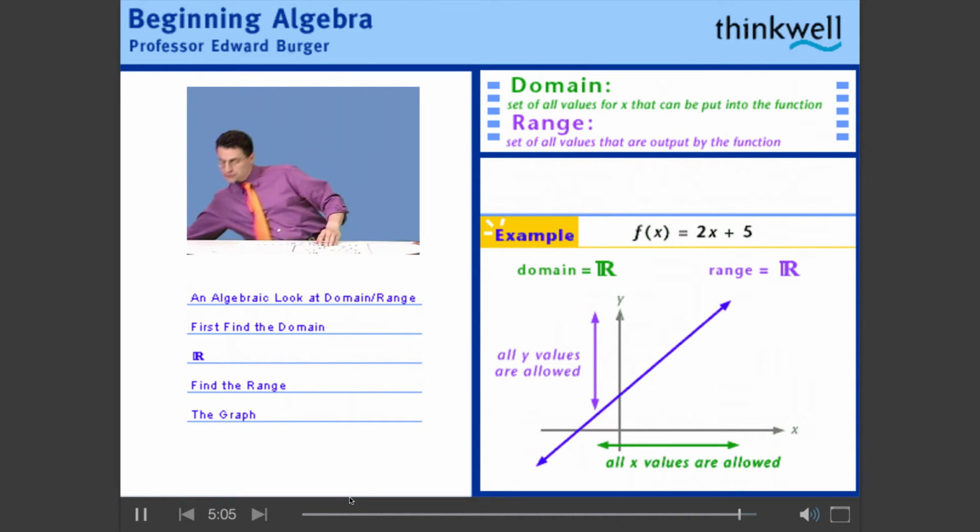What I want to do next is to take a look at a lot more complicated functions, and there the question is, find the domain, find the allowable x values that we can put in as input. I'll see you there.